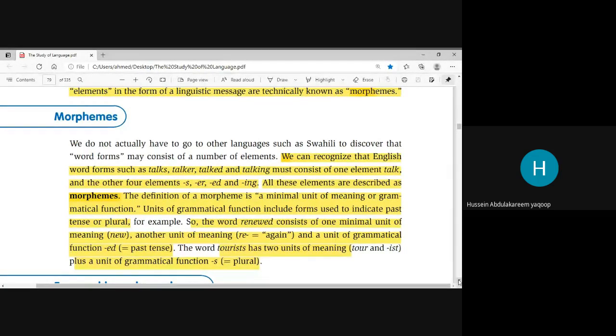Now, morphemes, I'm not going to start talking about morphemes. I will give you the floor to tell me what is meant by morphemes. If you have any idea, please let me see your hands raised. Okay, I can see not the full name because I'm sharing the book, the PDF version.